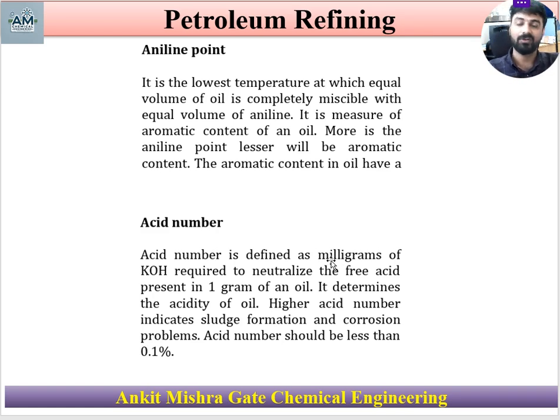Here you can say that the number of milligrams of KOH that is required to neutralize the free acid present in 1 gram of oil. So it determines the acidity of the oil, and a higher acid number indicates sludge formation and corrosion problems. Obviously, if the acid number is more, then definitely you will require a large amount of alkali to neutralize it. So higher sludge formation will be there, and higher corrosion will be there. So that oil will be much less corrosion resistant. Acid number should be less than 0.1%. That is the maximum criterion for acid number.